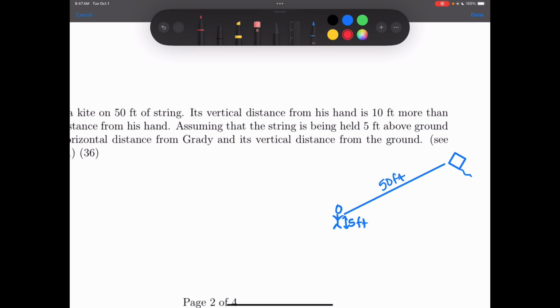The vertical distance, so that's up and down, is 10 feet more than the horizontal distance. So horizontal distance is going this way. So I'm going to call this x because I don't know what that is. Vertical distance is going to be x plus 10 since it's 10 feet more than that distance. So what shape do you see here that ends up being drawn? Yep, triangle, specifically a right triangle.